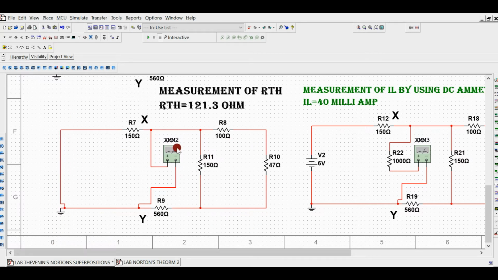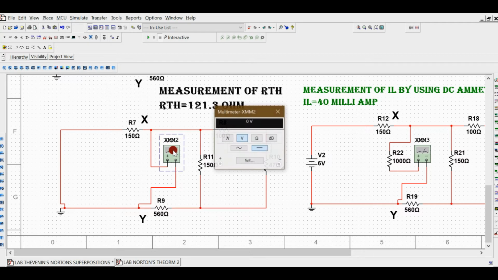And then we have connected a multimeter across these X and Y terminals, and we are measuring the resistance directly. See, we have chosen the ohm meter. Now from voltmeter to ohm meter, it will behave like an ohm meter and measure the resistance RTH across these terminals X and Y.